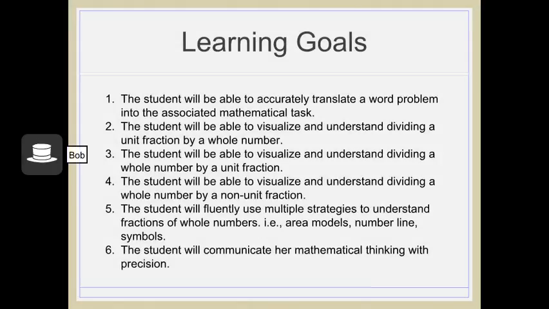The learning goals for this standard all involve translating word problems into associated mathematical tasks. Mathematically, what's involved in this standard is the understanding of dividing a unit fraction by a whole number and a whole number by a unit fraction. However, we've extended this a little bit further, so we've added this other learning goal to include dividing a whole number by a non-unit fraction, which is the point of this particular thread.